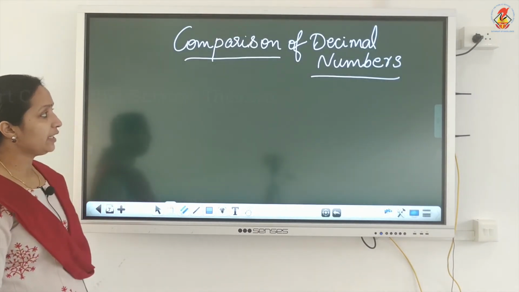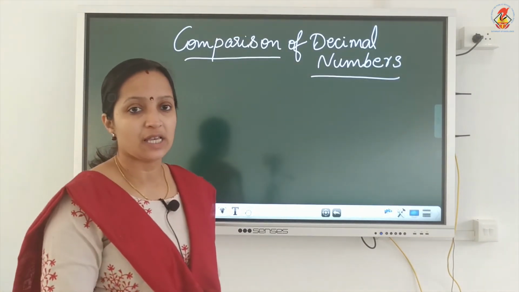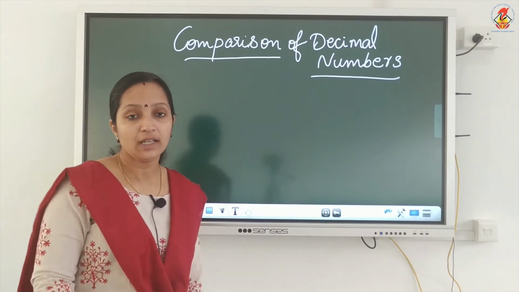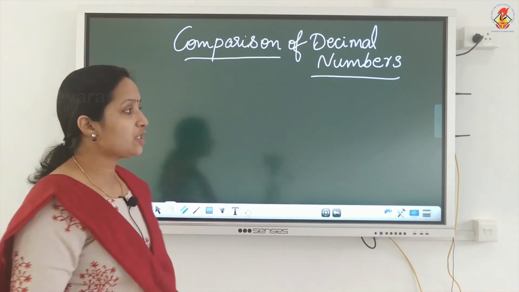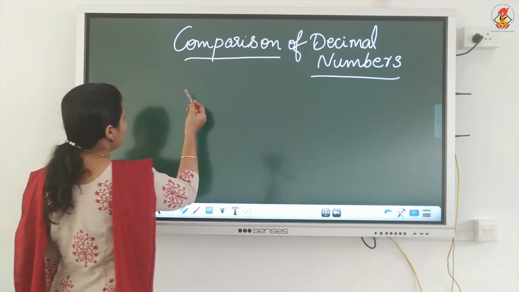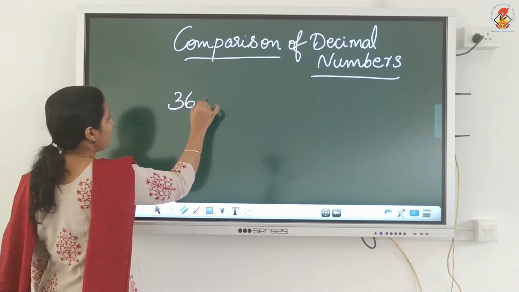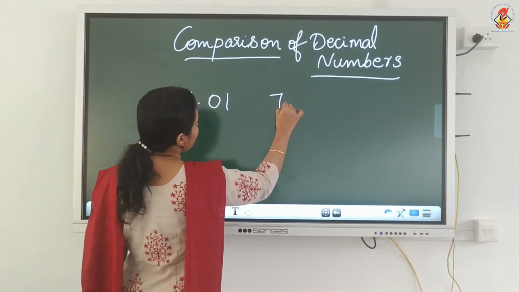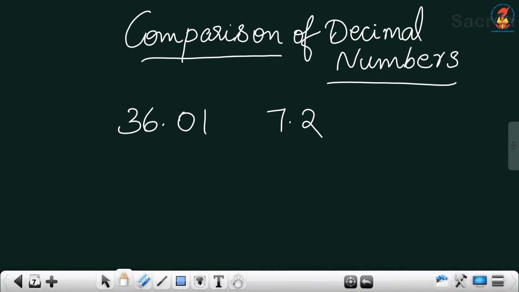Now we have to study about comparison of decimal numbers. This also we already learned in the earlier classes, is it? Suppose you want to compare two numbers, 36.01 and 7.2. If you want to compare two decimal numbers, the first step is that you have to convert them into like decimals.